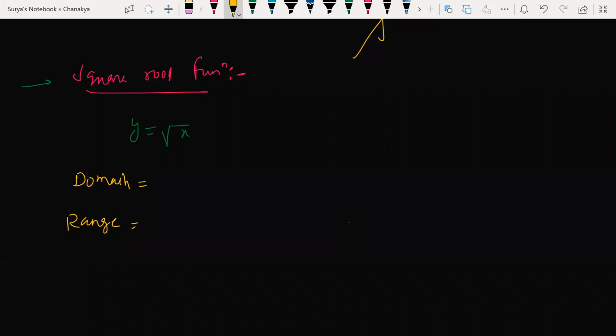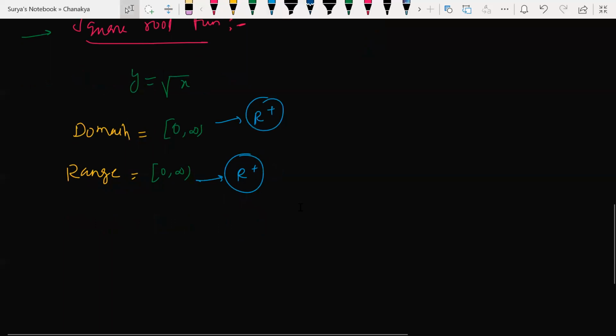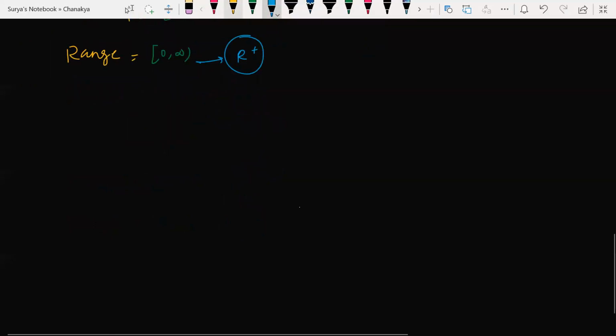So domain is 0 to infinity. Range is also infinity, I think. Why? Because domain is only positive real numbers, or simply R plus. Range is also R plus. Why? Because square root never allows a negative number and it never generates a negative number. That is a square root.